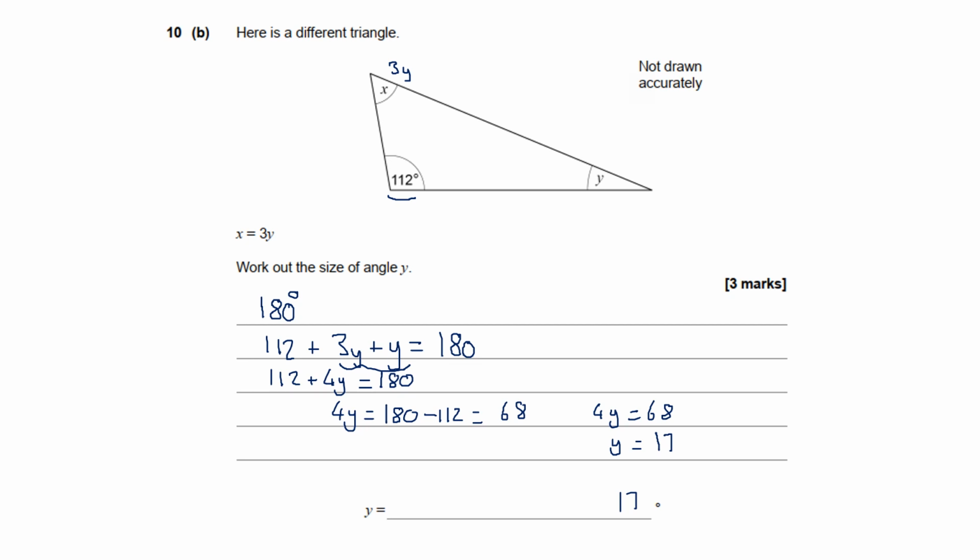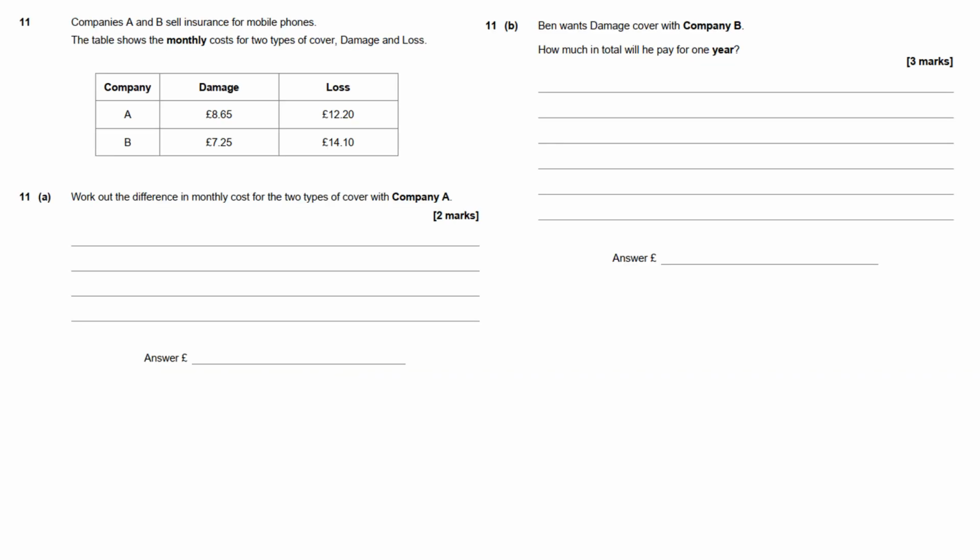So let's move on to the next question. Okay, so the next question we've got, I'll read this out live again. We're doing all this live together. So companies A and B sell insurance for mobile phones. The table shows the monthly cost for two types of cover, damage and loss. And we can see here, company A and B, we've got damage and loss.